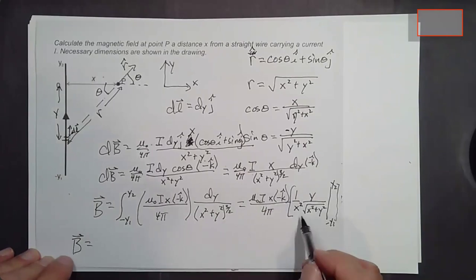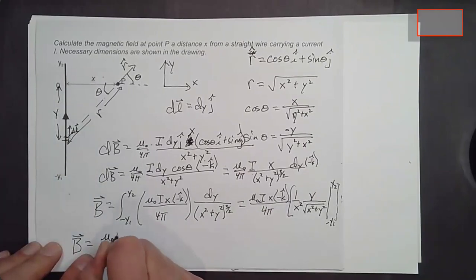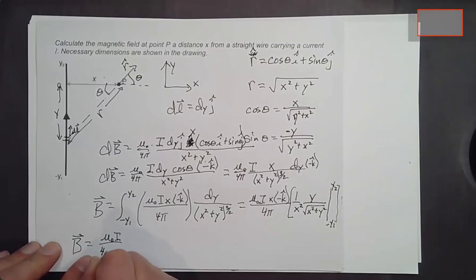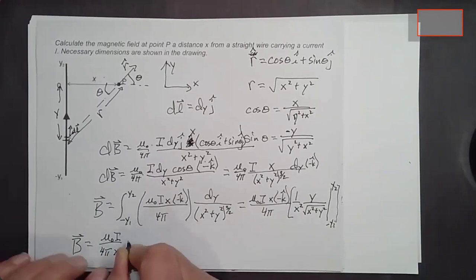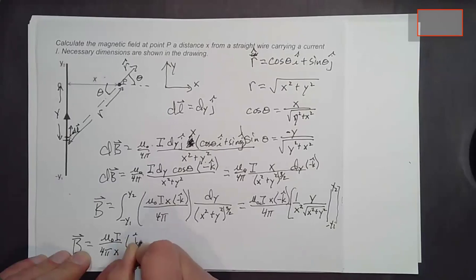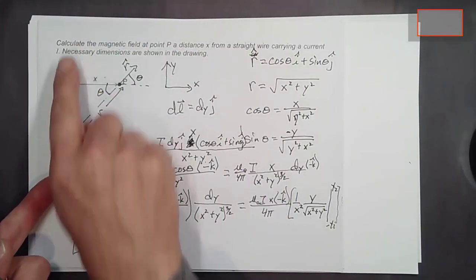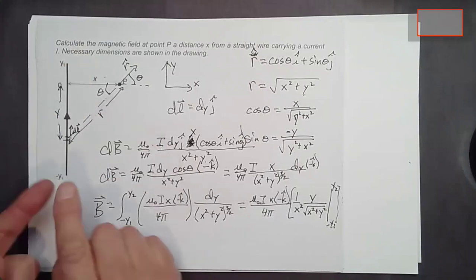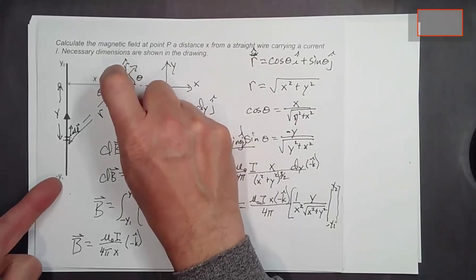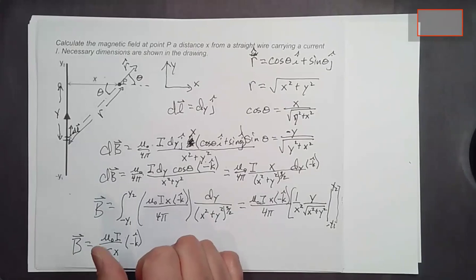I've got an x here and an x squared there, so I'll have mu naught I over 4 pi x, and that's in the minus k hat direction so far, so it's going to be into the page. So this entire stretch of wire here will work together and make a magnetic field that's into the page. So here's something you can imagine.